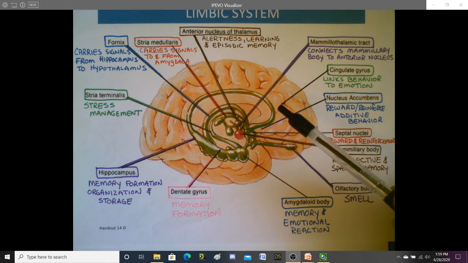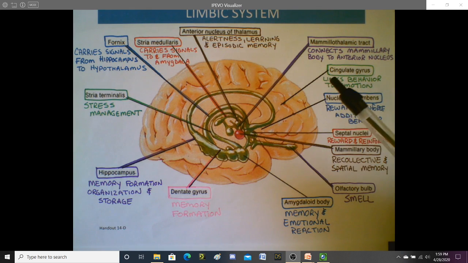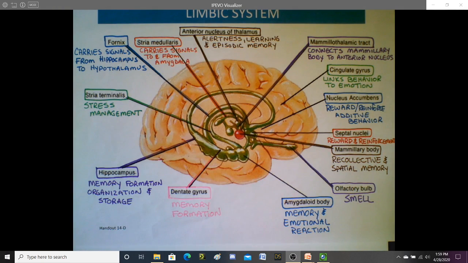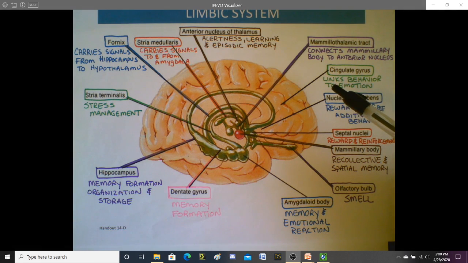Then above that, we have this area right in the cerebrum called the cingulate gyrus. This is going to link behavior to emotion. So some people have trouble controlling their emotions, and that leads to behavioral outbursts and things like that. That could be due to this cingulate gyrus. And I teach high school, and I've had some kids throughout the years that have behavioral issues. They have emotional issues. That could be an imbalance in the neurotransmitters that are moving information through the cingulate gyrus.